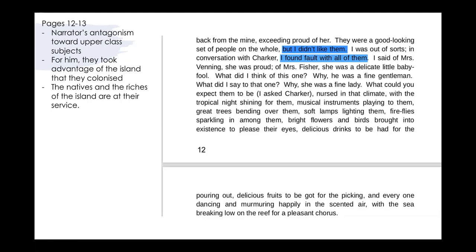I'm pointing to the narrator's antagonism toward upper class subjects. And it was shown in the highlighted section in which he said, but I didn't like them. Then, for him, they took advantage of the island that they colonized. The natives and the riches, the trees, what they ate there, the breeze, everything that was beautiful there, and the riches, the food, that they got from the nature of the island, are at their service.